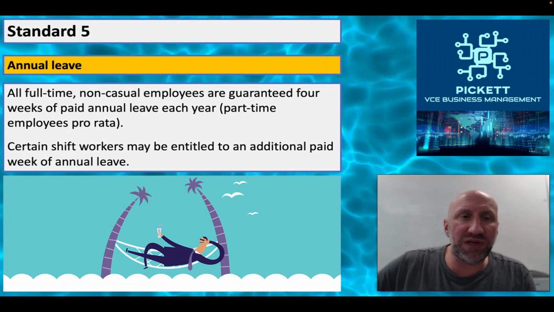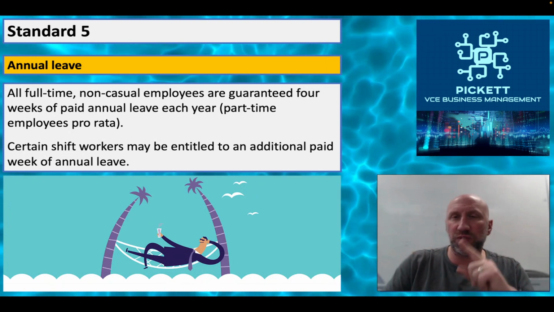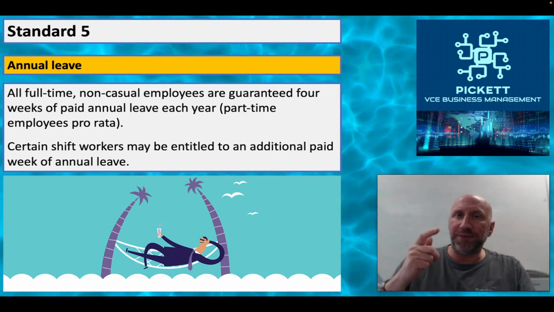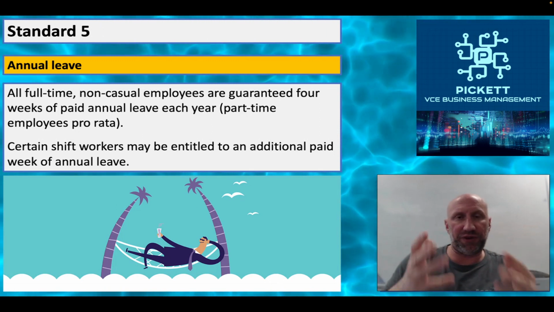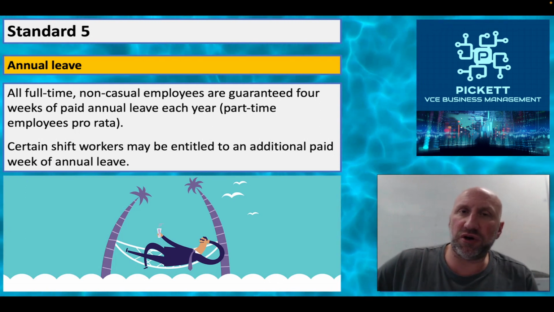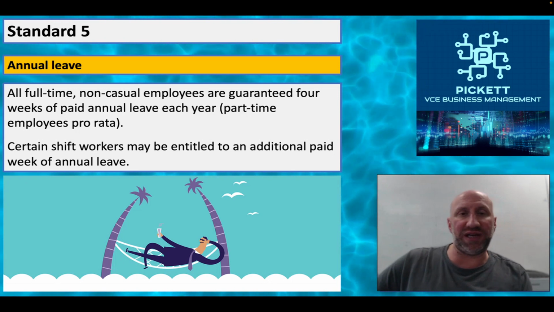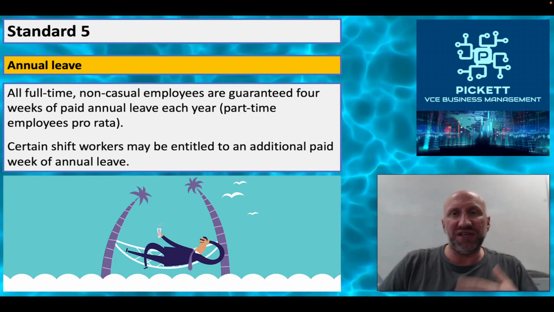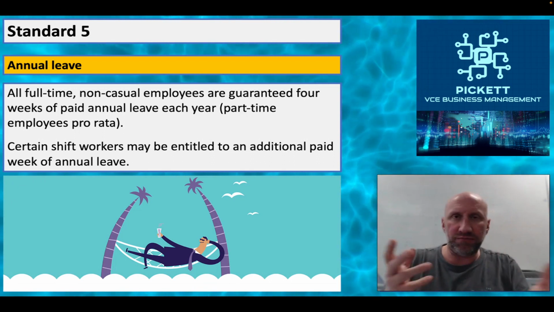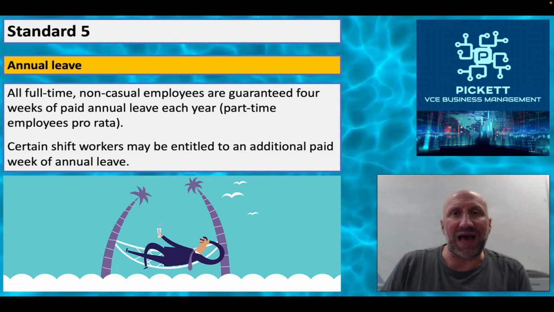Standard 5 is about annual leave. All full-time non-casual employees. So here, this is a key, non-casual. When we said originally that some of the standards apply to casual employees and some don't, here is one that does not. So full-time non-casual employees are guaranteed 4 weeks of paid annual leave each year, and part-time employees pro rata. So in other words, if we said the working week is 38 hours.